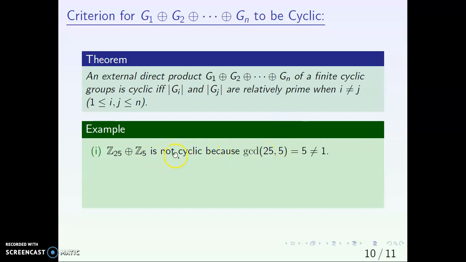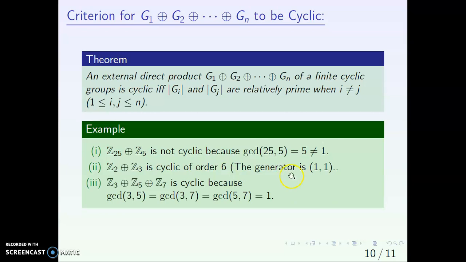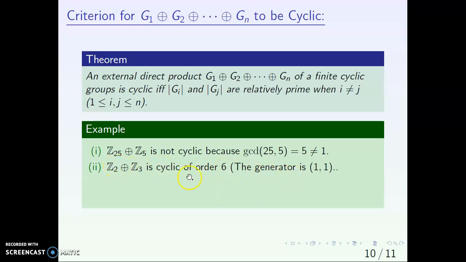So this is not cyclic. Another example: Z2 ⊕ Z3 is cyclic of order 6. Note that Z2 has order 2, Z3 has order 3, and 2 and 3 are relatively prime, so this is cyclic. The order of this cyclic group is 2 multiplied by 3, which is 6. The generator of this group will be the generator of Z2, 1, and the generator of Z3, 1, so the generator will be (1,1).